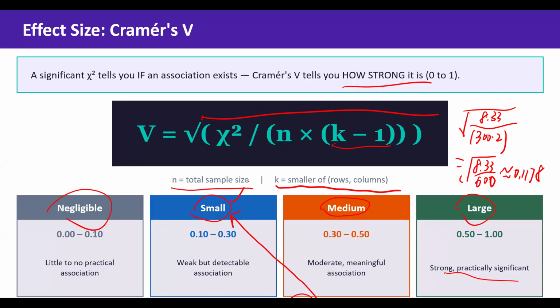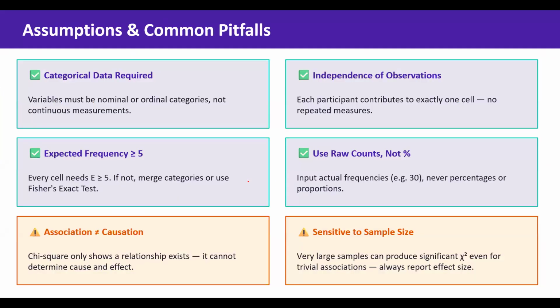All right, so that's basically Cramer's V test. So again, assumptions and common pitfalls. Basically, categorical data are required when we run the chi-square test. And then independence of observations: each participant contributes to exactly one cell, no repeated measures, meaning we take unique measures. We don't want repetitive measures.